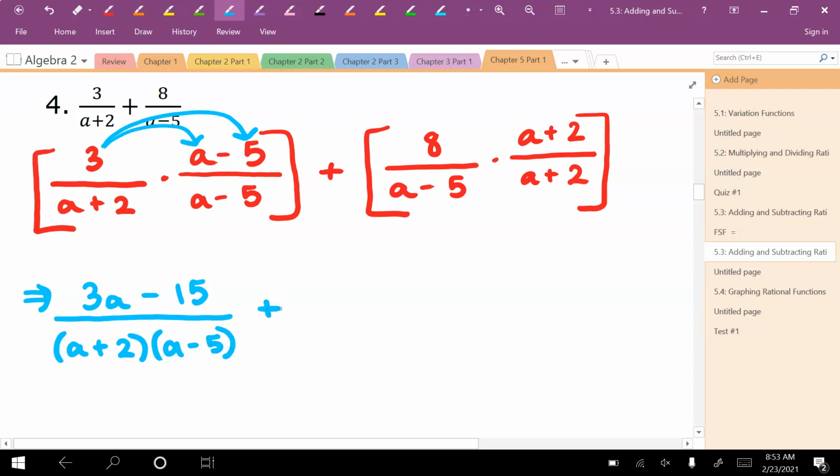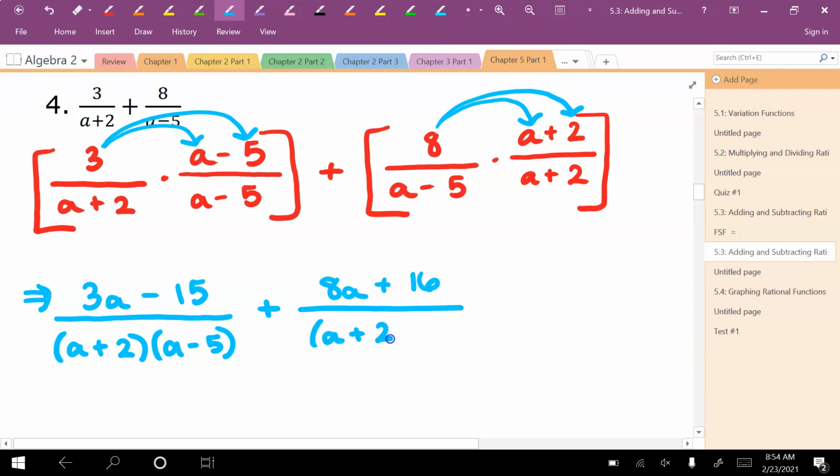For the second fraction, distribute the 8. So 8 times a and 8 times 2. So that's going to say 8a plus 16. And again, now this is over a plus 2, a minus 5. Okay, so again, now I have common denominators, so we should be able to simplify the tops by adding pieces together here.